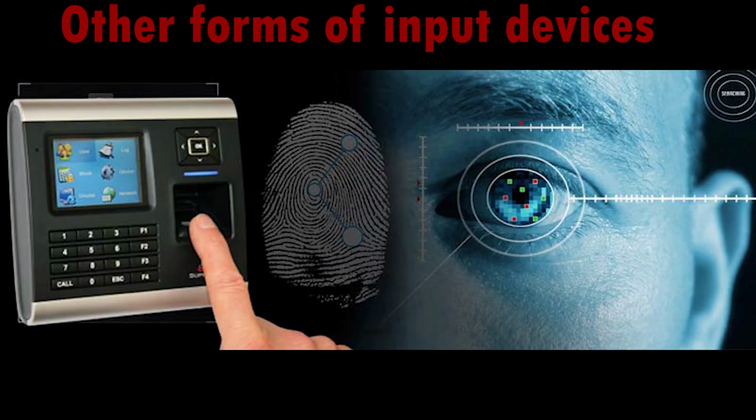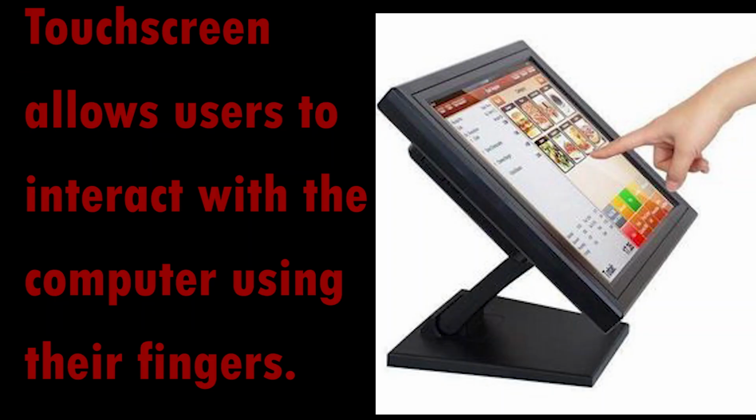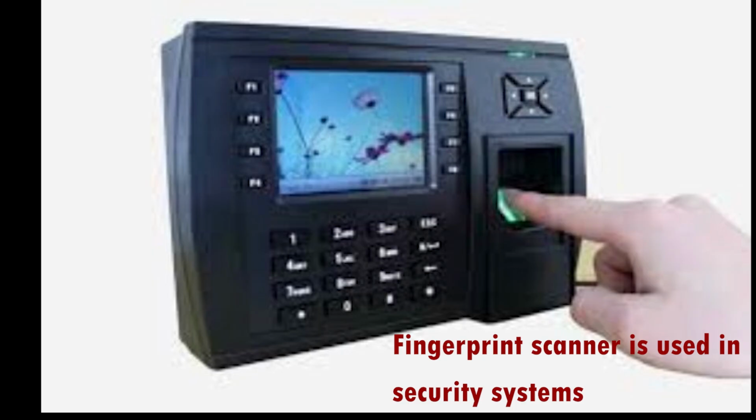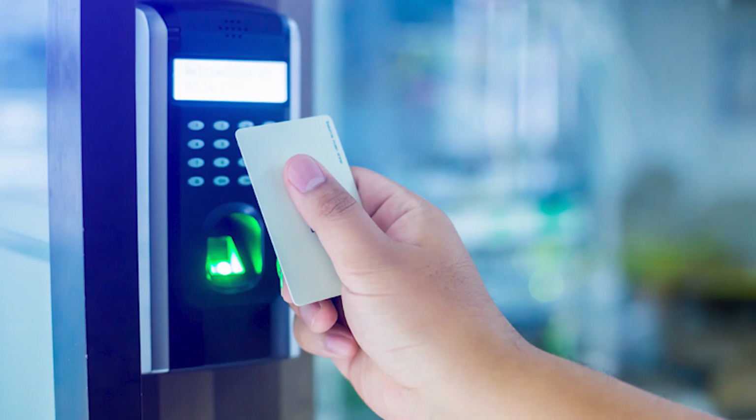We have other forms of input devices, which include the touch and biometric devices. A touchscreen allows users to interact with the computer using their fingers. A fingerprint scanner is used for security and input. A face recognition system identifies users using their facial features. These devices are commonly used in smartphones, banking systems, and security systems.